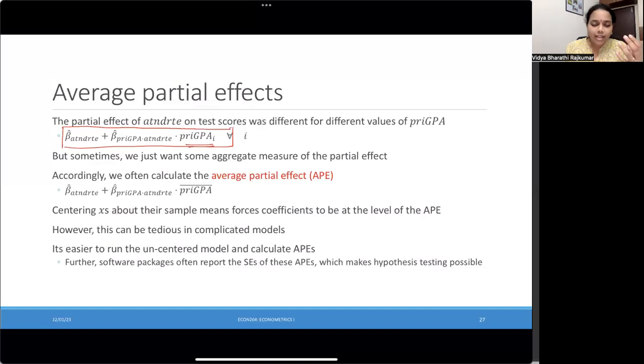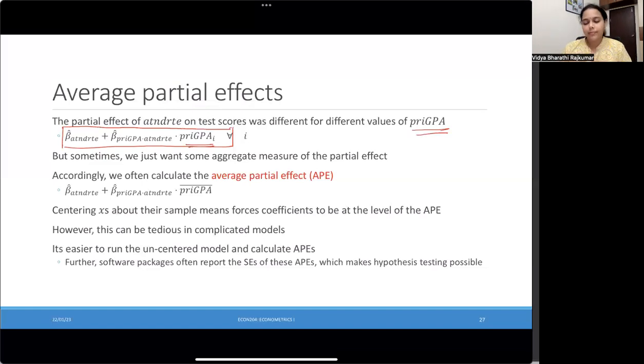If GPA was at the average level, you'll get a certain result for attendance rate. If the previous GPA was exceptional, you'll get a different answer. If it was very abysmal, you'll get a different answer. So the point is this partial effect will vary for different values of GPA. Oftentimes, we're just interested in some average measure of this partial effect. We don't want to be looking at partial effect at different values of your variable. It's just confusing. So the simplest and straightforward thing that we do is just freeze that previous GPA at its average level. That is exactly what we've been doing so far in our examples.